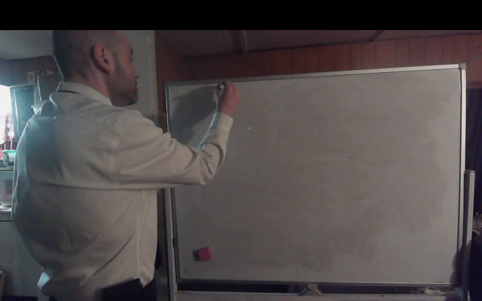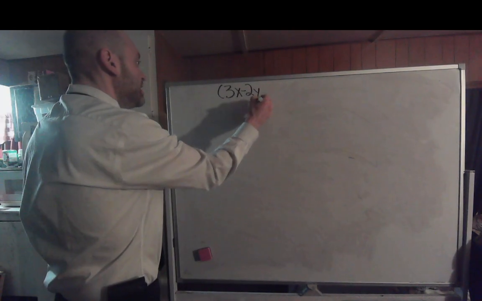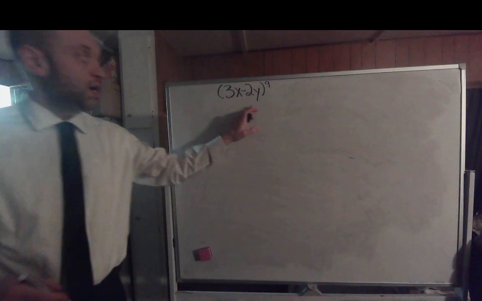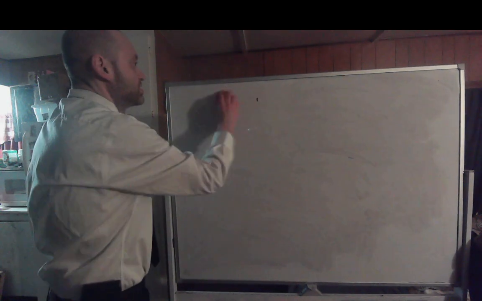Alright, so what do we got this time? We have the quantity of 3x minus 2y to the 9th power. So 3x minus 2y to the 9th. Whoops, I'm looking at the wrong level. Hold on. I'm looking at exercises we just did. Hold on a minute.